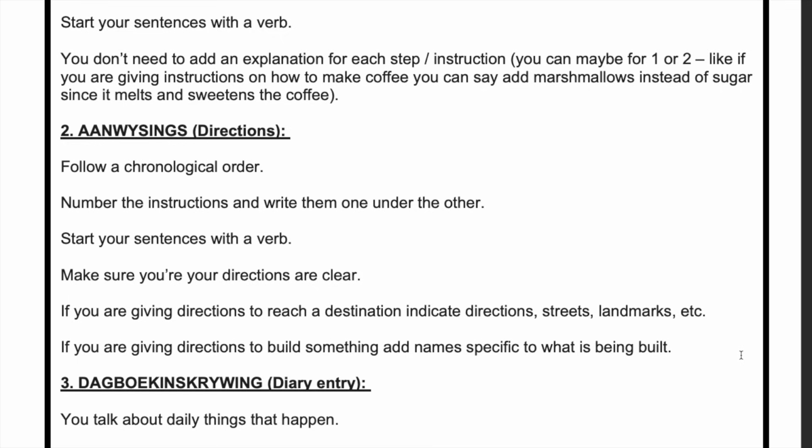If you are giving directions to reach a destination, indicate directions, streets, landmarks. When I'm saying directions, I'm saying you need to say links, which means left, or rechts, which means right, okay? You have to mention the street names, even if you make them up, and landmarks. So you can say there is a Shell garage on your regterkant. So there's a Shell garage on your right hand side, stuff like that.